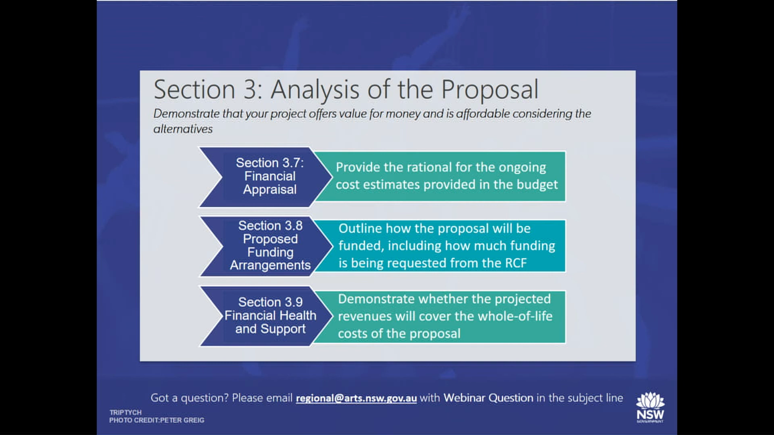At section 3.9, this is where you demonstrate the financial health of your organisation and that you can operate into the future. Showing the ongoing viability is a key requirement here. It's something that the assessors really look very closely at. Applicants who do well here will really be put in a good light in the scoring with the panel.